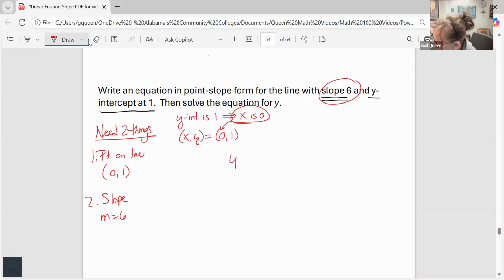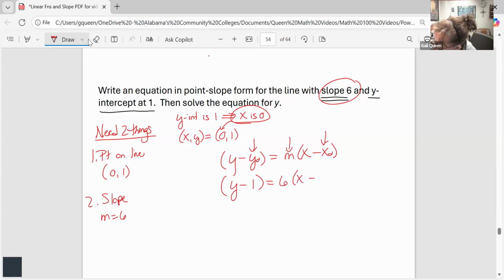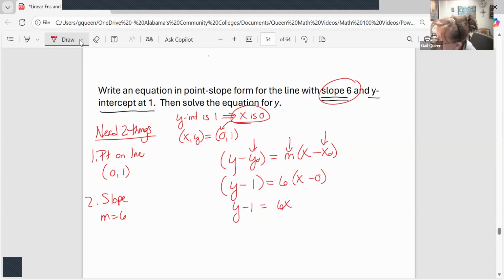If you have a point and a slope, you can go to the point-slope formula and find the equation of your line. You are going to plug in 3 numbers: the x-coordinate and the y-coordinate for your point, and the slope. So y minus the y-coordinate of my point, which is 1, equals the slope times x minus the x-coordinate of the point. So y minus 1 equals 6x. They want me to solve the equation for y, so we need to move the negative 1 over to the right side. When I move that negative 1 to the right side, it becomes a positive 1, and that is the answer to our question.